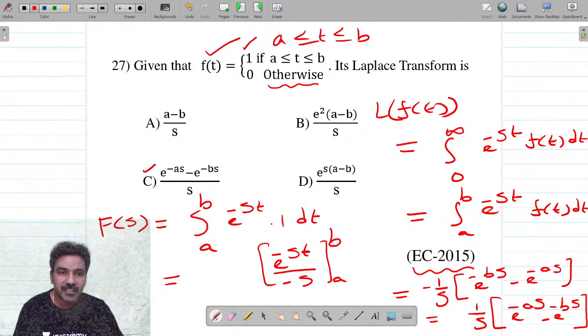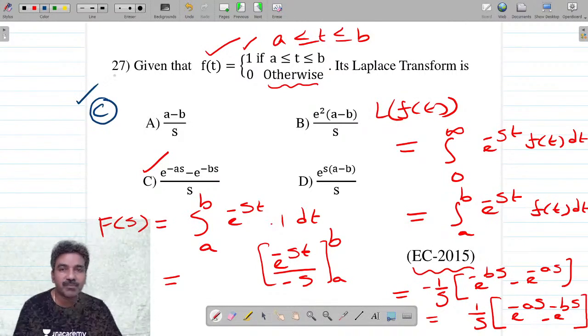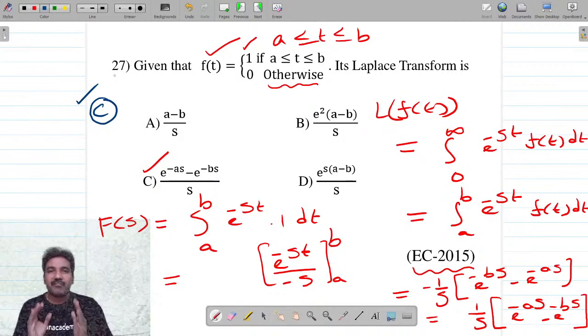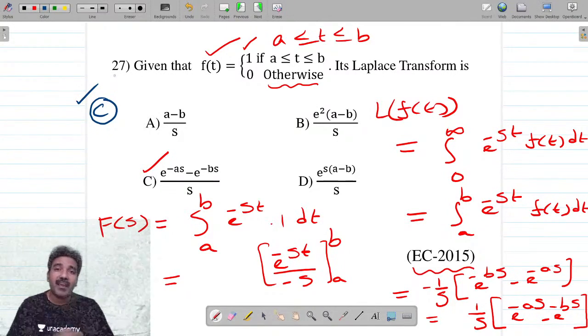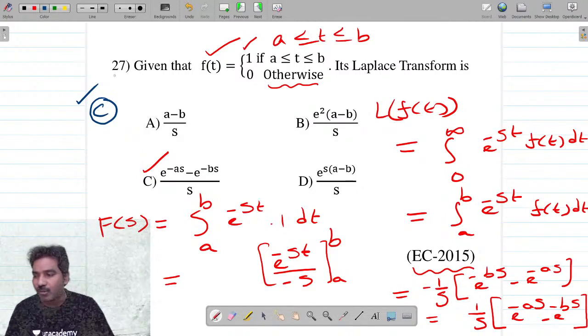So this is option C. C is my right answer. Got it? Because the function is non-zero between the limits a and b. Outside, below a, above b, it is 0. So instead of taking the limits from 0 to infinity, you can take limits from a to b. It becomes a normal integral. Apply the limits, you will get option C.